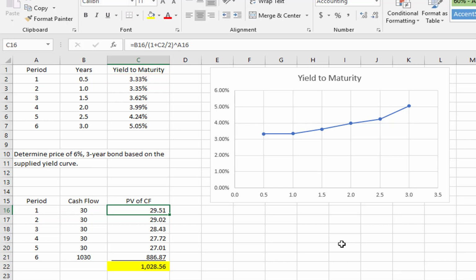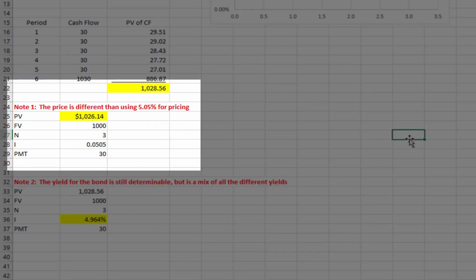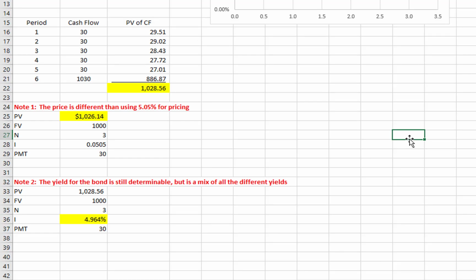So when we do that across the 6 cash flows and add them all up, we get a bond value of $1,028.56. Now there's 2 things I want to point out here. The first is that this price is different than if we use the 5.05% yield to maturity that corresponds to period 6. That's where many times we'd want to look and say, oh, this is a 6-period bond, a 3-year bond, the discount rate out there is 5.05%. Let's use that rate to discount all of the cash flows, and in this case that would be inappropriate. We want to use the discount rates that apply to the particular cash flows over time.